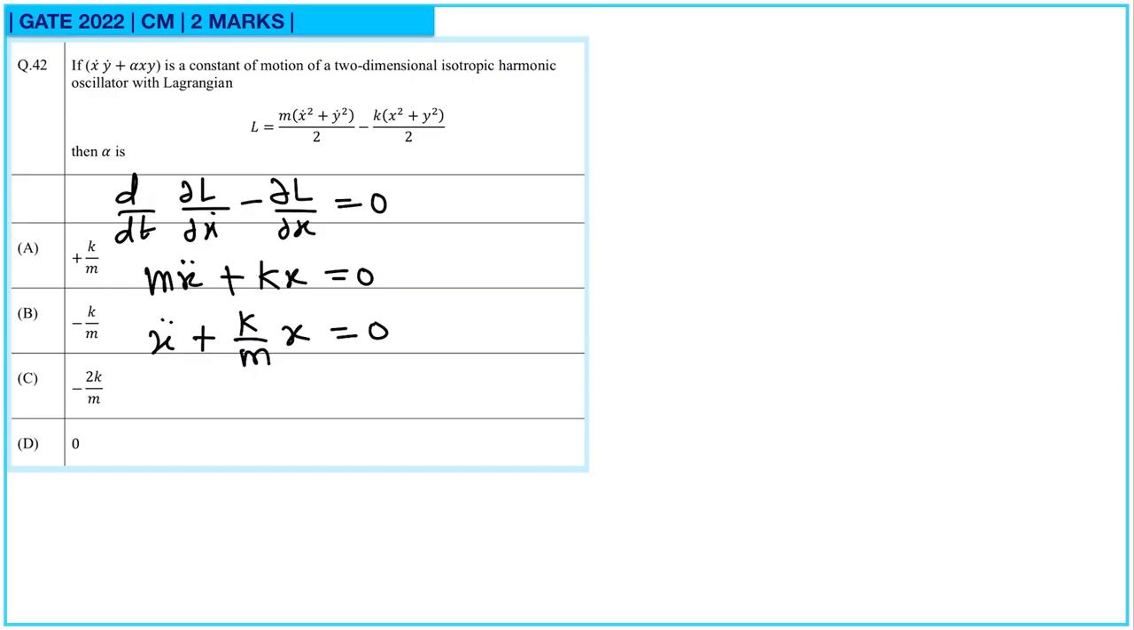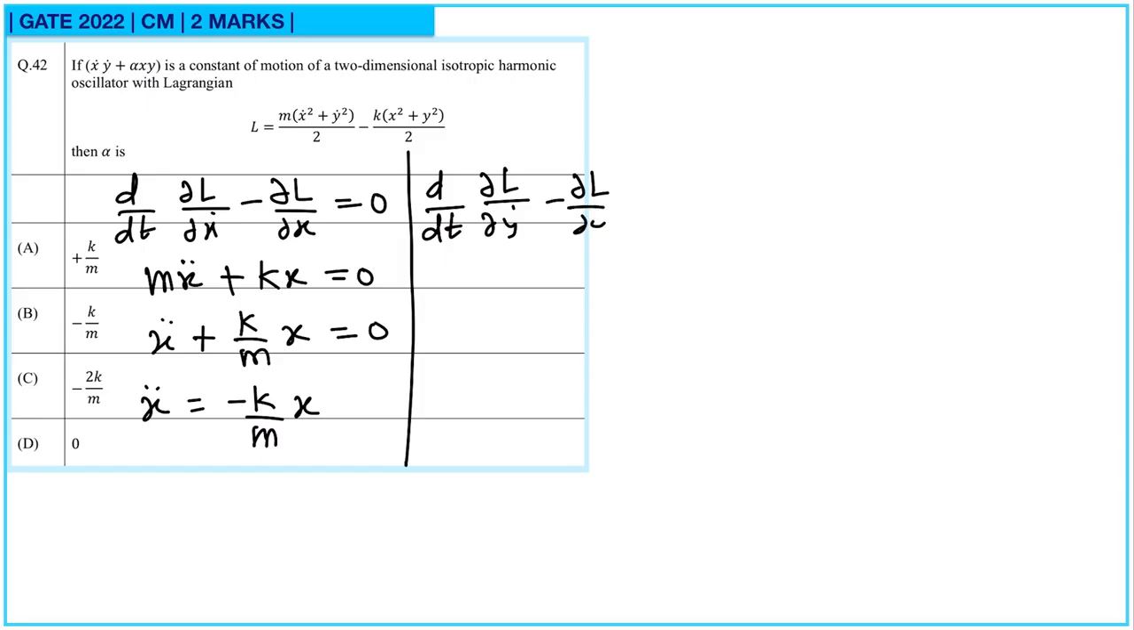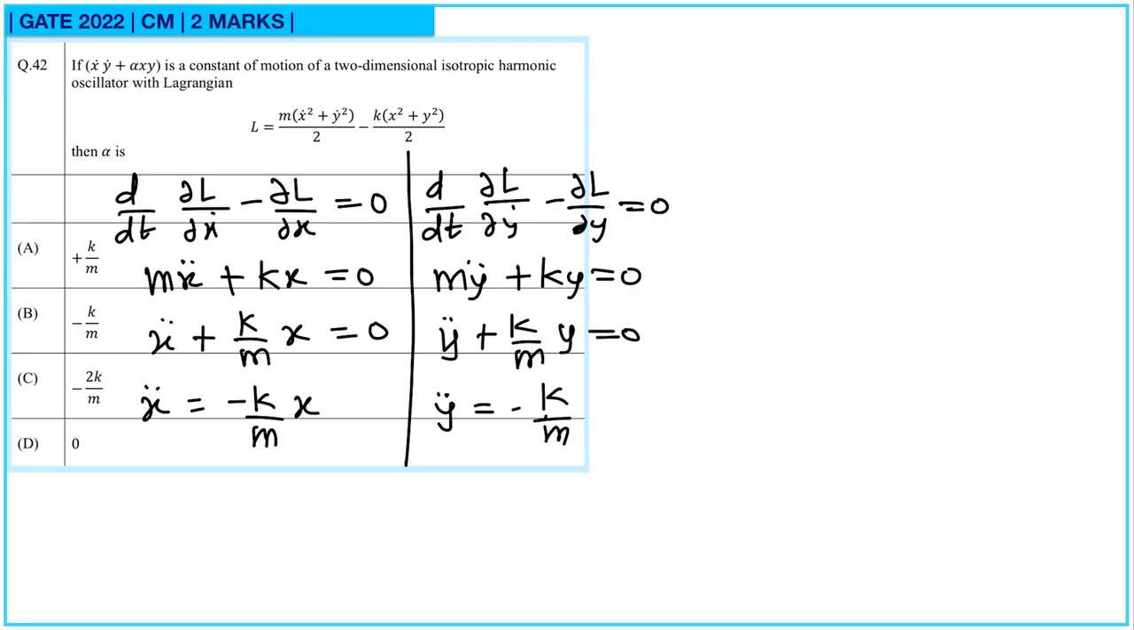And we can write it as omega square. So from here x double dot is equal to minus k by m into x. Similarly, d by dt of ∂L by ∂y dot minus ∂L by ∂y is equal to 0. So m y double dot plus ky is equal to 0. So this is y double dot plus k by m y is equal to 0. So y double dot is equal to minus k by m y.